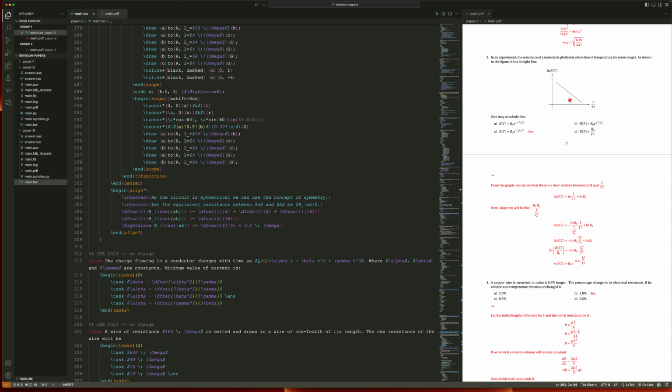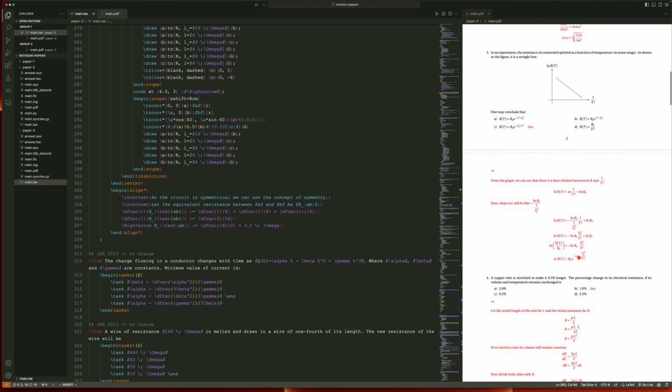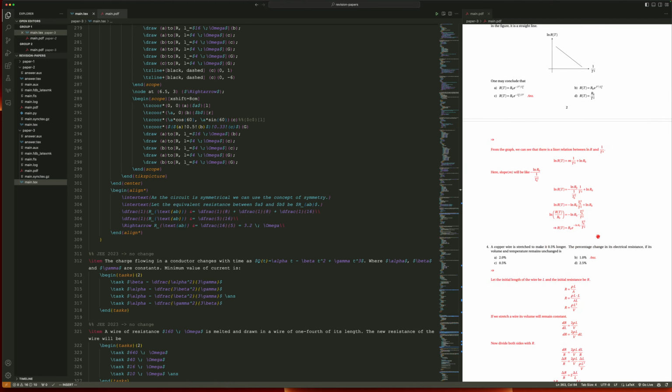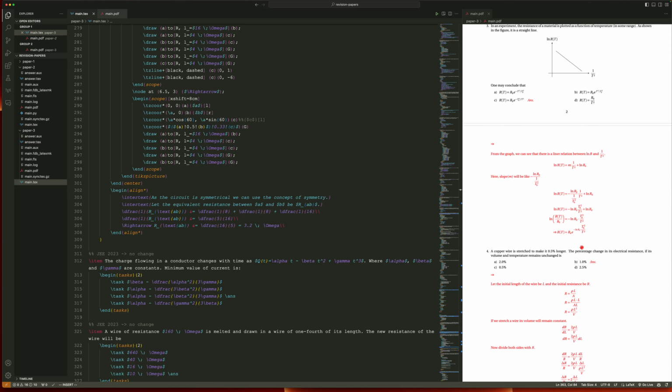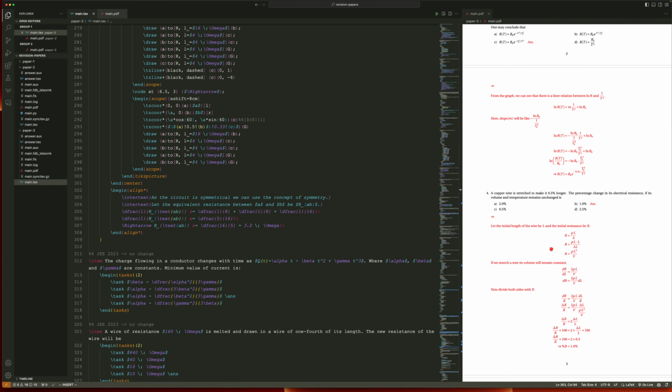So this is the relation between log of r and 1 upon t square, and we have to find out the resistance as a function of temperature. So this is what we got, but the option is not matching, but we can understand ln r naught as a constant, we can ignore that, and approximately we can match with option number C. So yeah, that's correct.